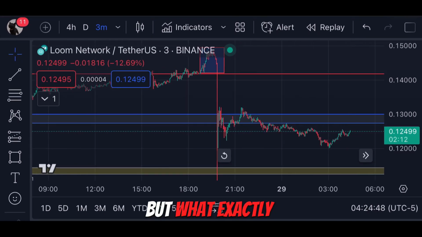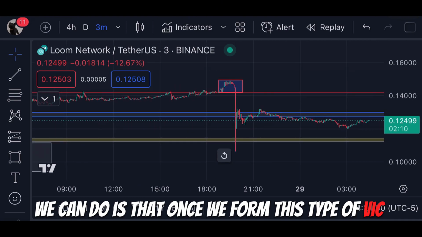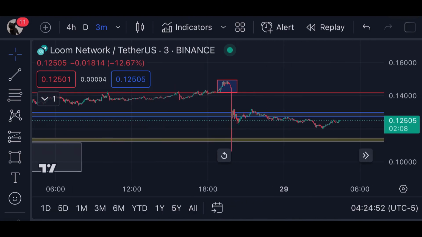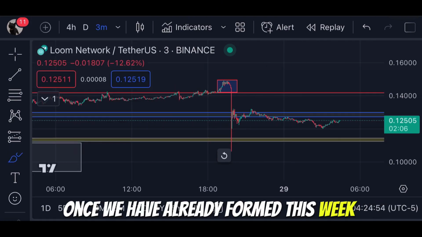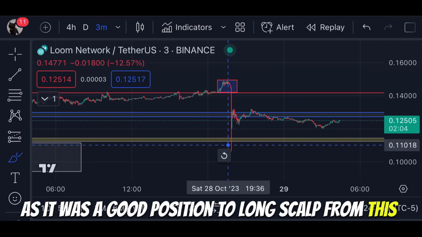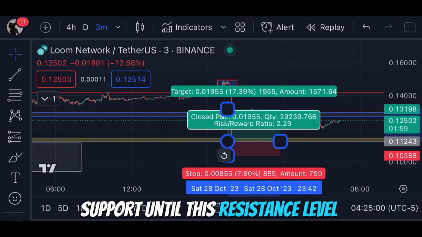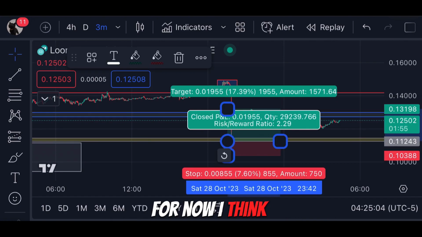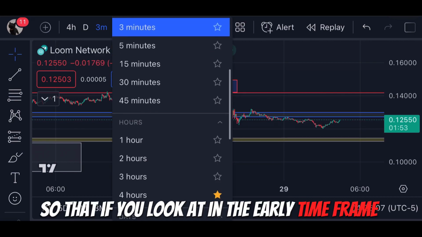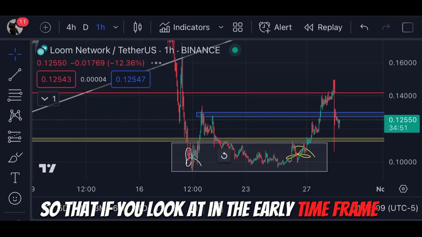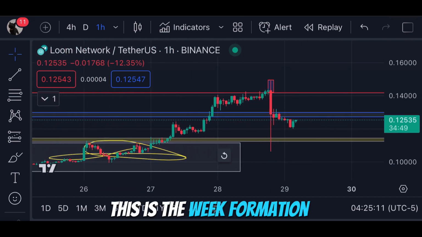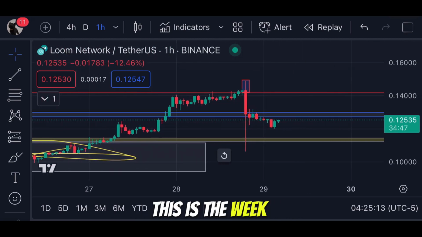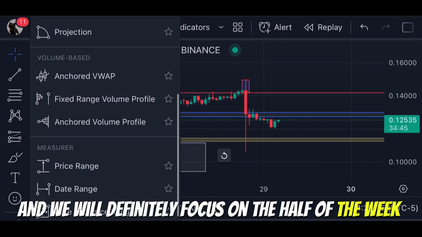But what exactly we can do is that once we form this type of wick, guys, it was a good position to long scalp from this support till this resistance level that has already been hit as well. For now, if you look at the hourly time frame, you can exactly see this is the wick formation, this is the wick, and we will definitely focus on the half of the wick.